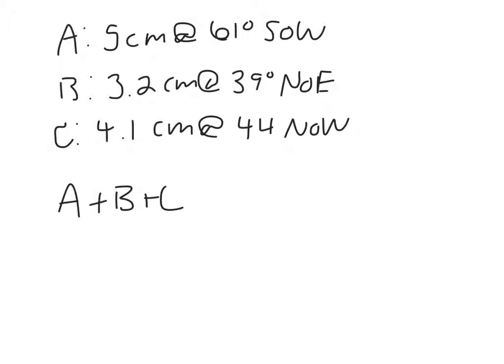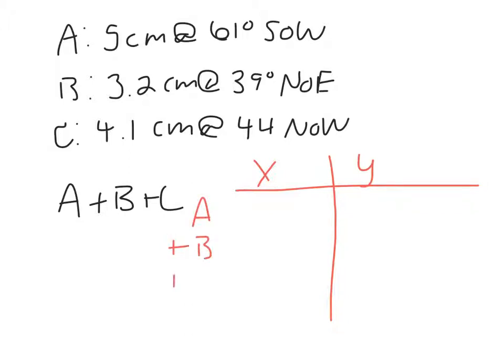We could do this graphically and draw the resultant and measure it, or we're going to do it mathematically and get a much more accurate result. So the first thing you need to do is find the x and the y component for each of those three vectors. And the best way to do this is to make an xy chart for A plus B plus C equals.